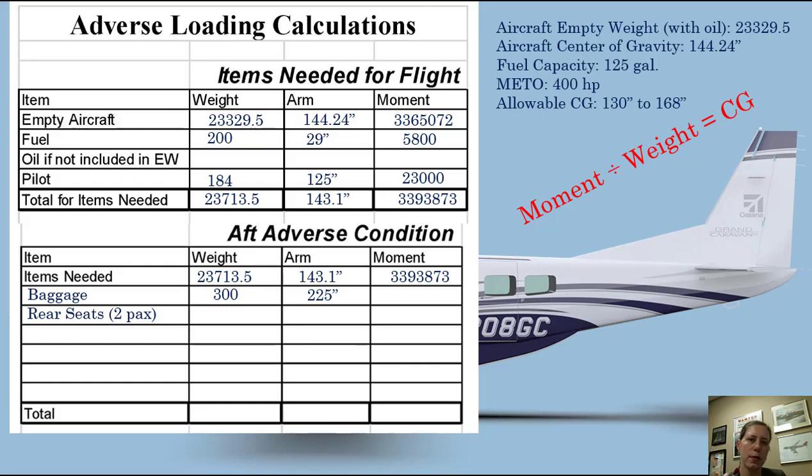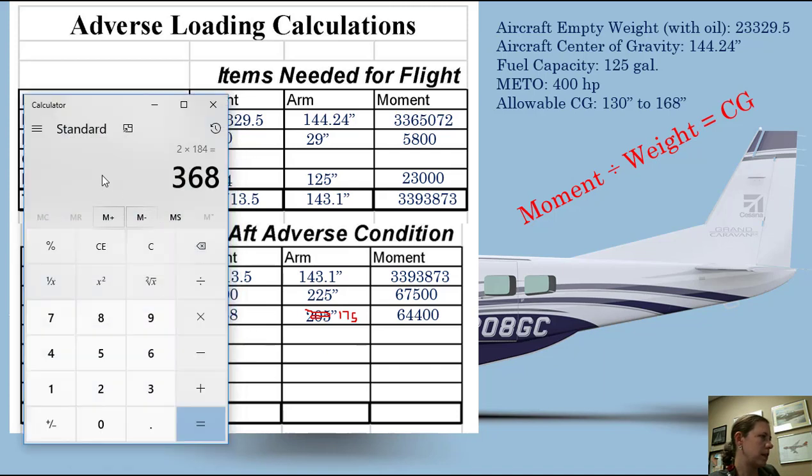And then we have our rear seats. So we've got our 2 people in the 2 rear seats. The 2 people weigh 368. Oh, that's a mistake. That should say, I can fix it. That should be at 175. Oops, okay. And the moment for those works out, I believe the math is correct on that, to 64,400, but let's do the math. 368 times 175, 64,400.